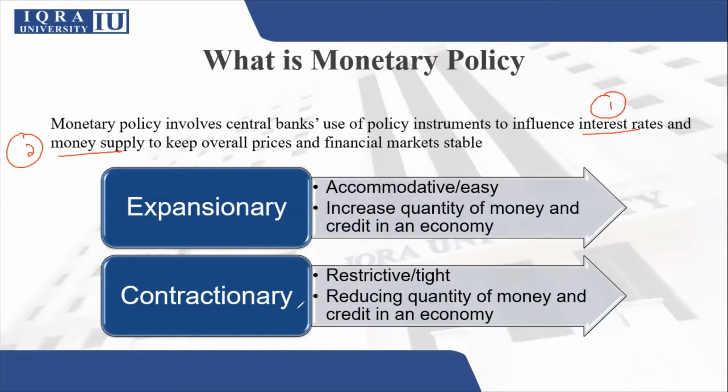On the other hand, you have contractionary. Now, contractionary is restrictive and it is tight. In this, the government focuses on reducing the quantity of money and credit in an economy. So in contractionary, they're not trying to boost output, they're trying to do the opposite. They're trying to decrease the amount of investment, and decrease the pace of growth in the economy by using contractionary policies.